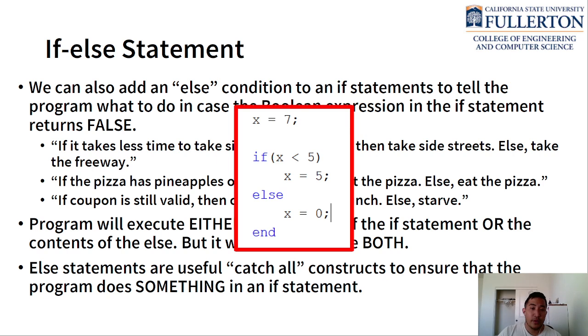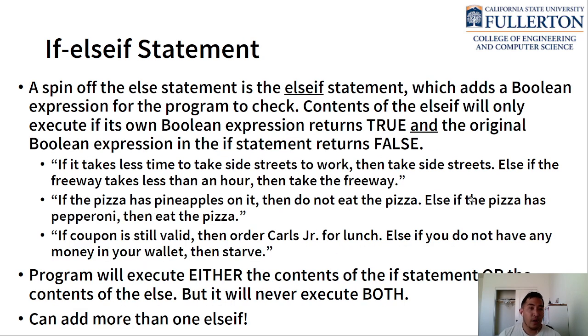And so here's an example. Here's our if statement from earlier. If x is less than 5, then we set x to 5. But if that's false, and in this case it is false because x here is greater than 5, then we execute this one. In this particular case, we're going to execute this code right here, which sets x equal to 0.